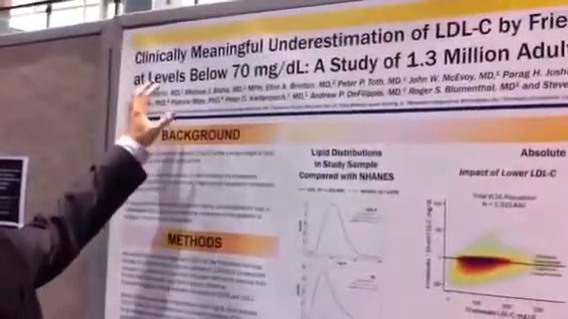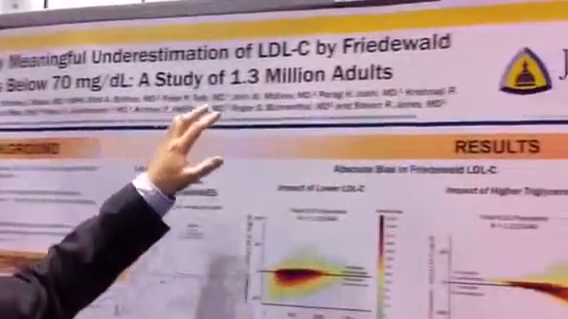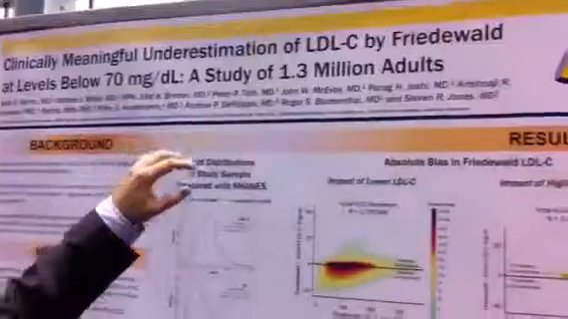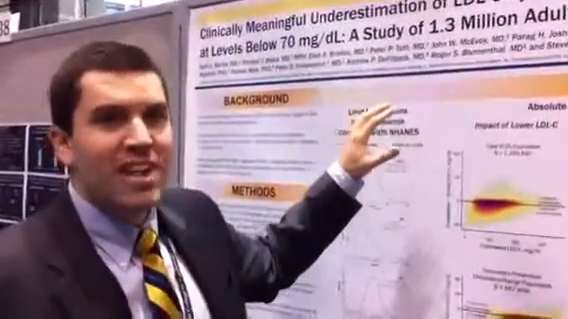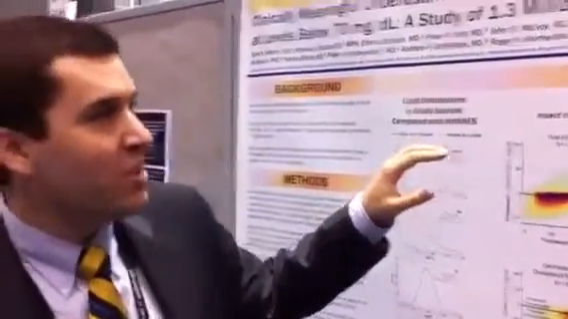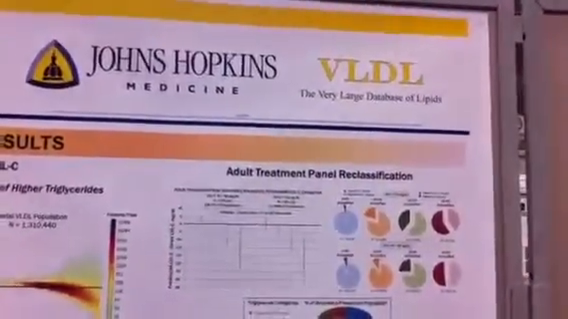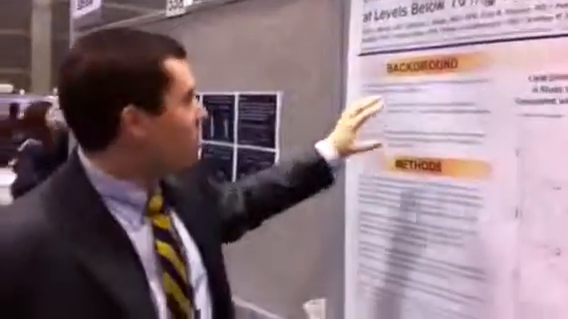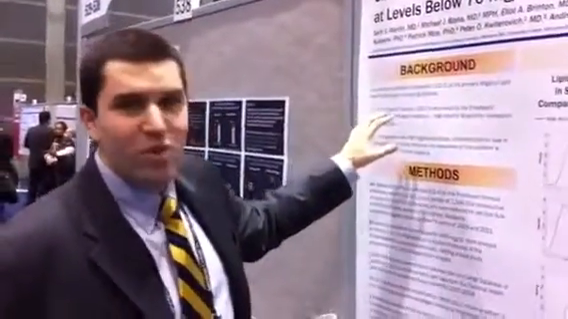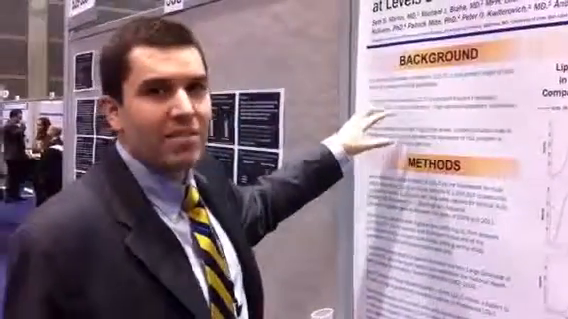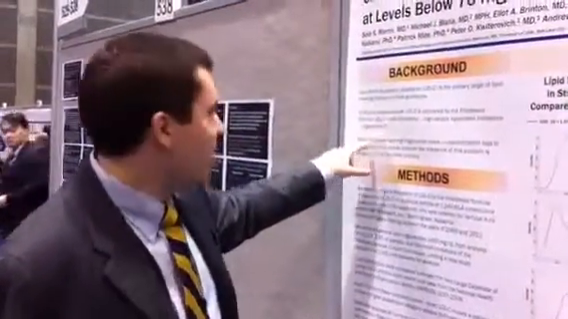This is titled Clinically Meaningful Underestimation of LDL Cholesterol by Friedewald at levels below 70, a study of 1.3 million adults. We actually calculated out that is 1 in 181 U.S. adults that we have in this database, so we labeled it the very large database of lipids, which ends up being the issue, VLDL. So, as we all know, LDL is the target of our guidelines, and it's calculated by the Friedewald equation, total cholesterol minus HDL minus triglycerides over 5, that being the estimation of VLDL cholesterol.